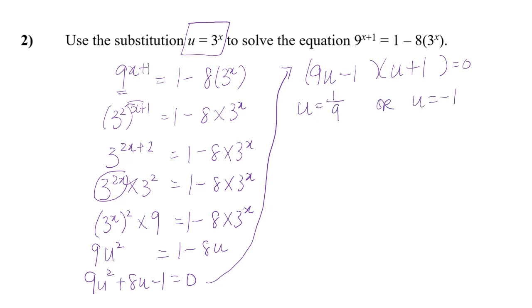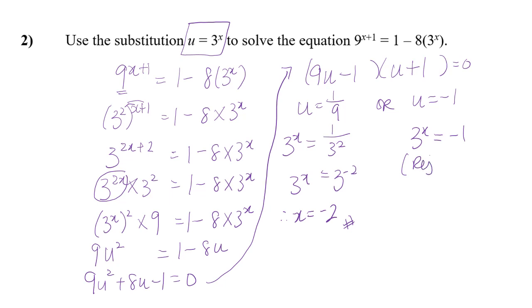All right, so u is the substituted value for 3 to the power x, so we have to put back our 3 to the power x. And 1 over 9 can be written as 1 over 3 squared. And 1 over 3 squared is actually 3 to the power -2. So therefore, x is equal to -2. And for the other one, again, this should be rejected because it is not possible to find any value of x such that the left is a positive value and the right is a negative value. It's not possible at all.